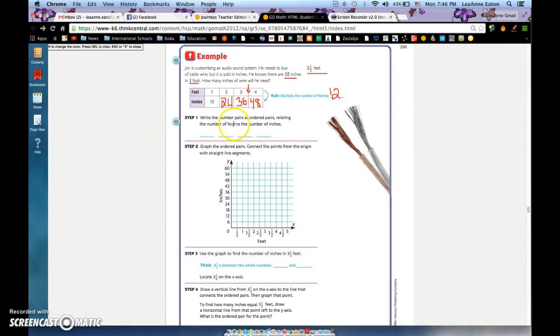So let's look here. We have to write the numbered pairs, the ordered pairs. So remember, put them into parentheses. And here's your first one. Here's your second one. Here's your third one. And here's your fourth one. Go ahead and write those down now. Okay, I'm just going to put the little parentheses. I'll do one for you to remind you, but you should go ahead and write this down.